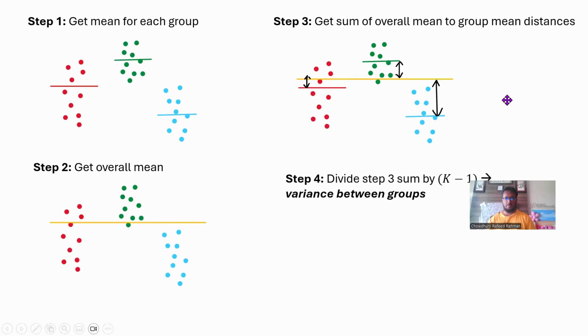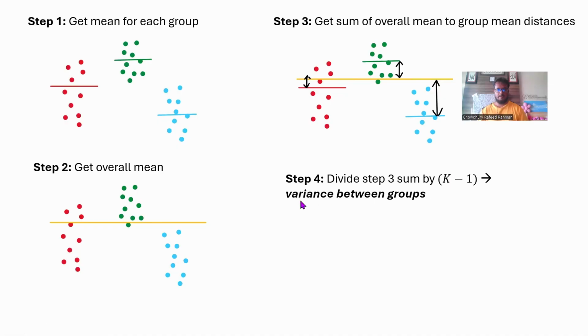Step 4 is going to be crucial. It is going to give you the variance between groups. So how does it happen? You need to divide this sum by k minus 1. Now, you may ask why does actually dividing by k minus 1 give us variance between groups?